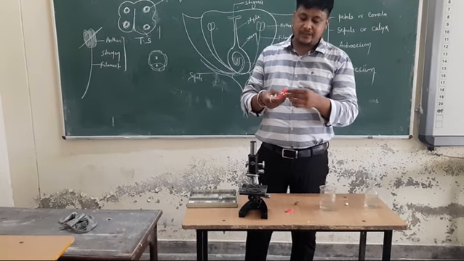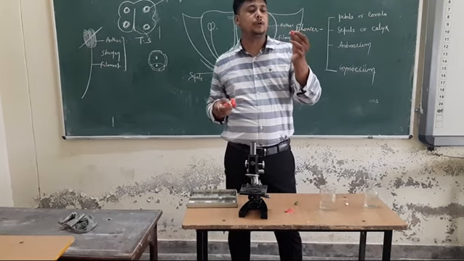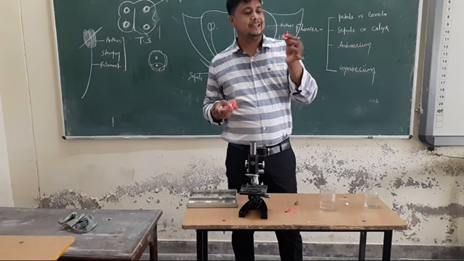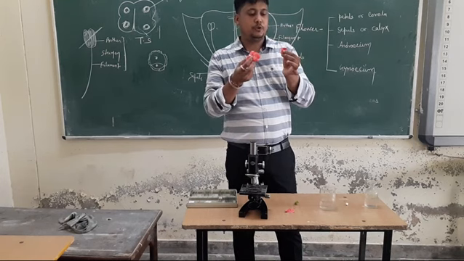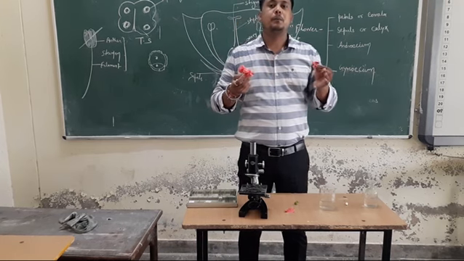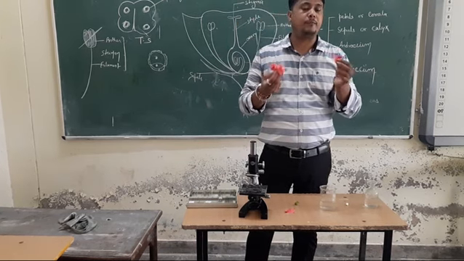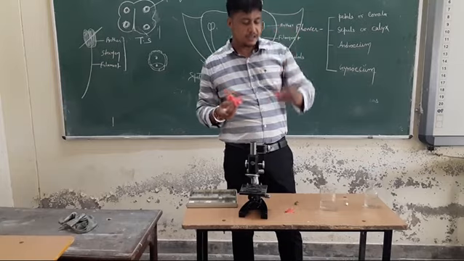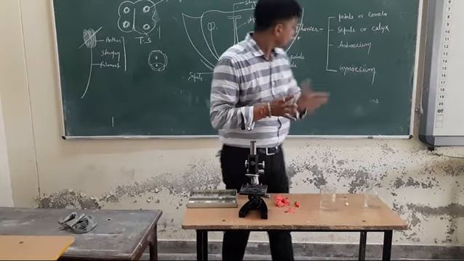And petals are the colored part. Due to the presence of plastids, they are colored. Why do they have colors? To attract the bees and insects to perform pollination. So petals are the colored part of the flower.